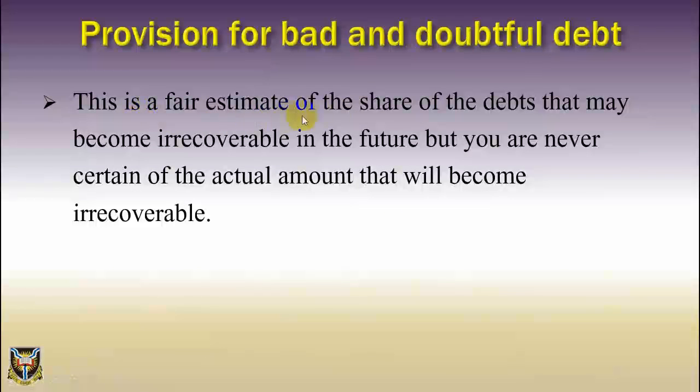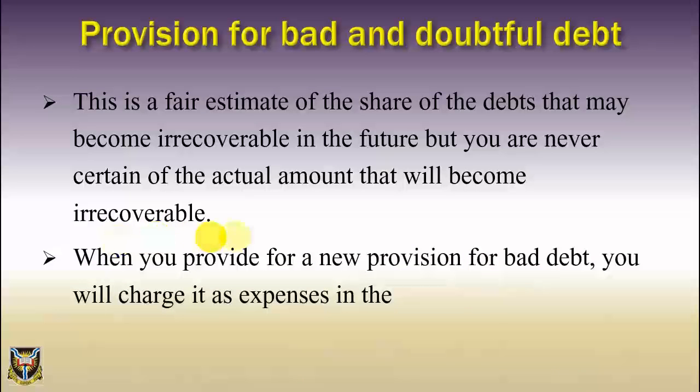G. Provision for bad and doubtful debt. This is a fair estimate of the share of the debts that may become irrecoverable in the future. Though it is almost certain that some debts will be irrecoverable, you are never certain of the actual amount that will become irrecoverable. The factors that you will consider in making this provision include the character of the debtors, customers' paying ability, and the general economic condition.